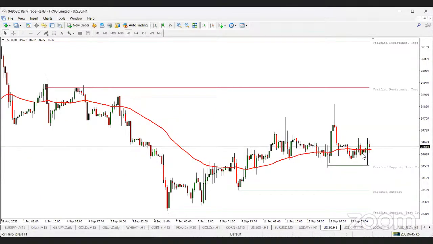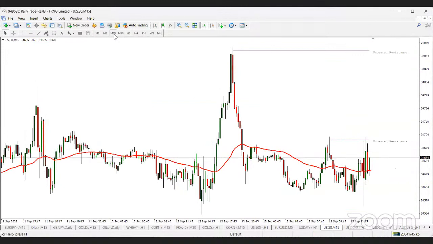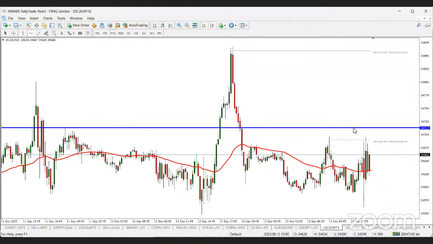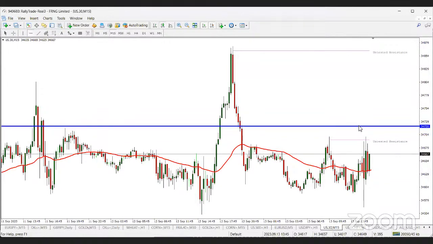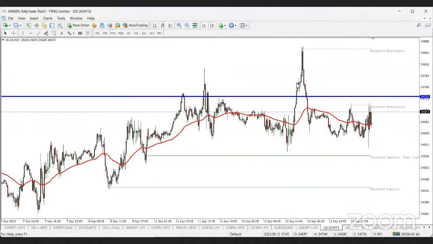But we have a verified support here, so I would expect that US 30 actually pushes up. That's what I would expect. So what am I going to give us? I'm going to advise a buy at around 34,720.